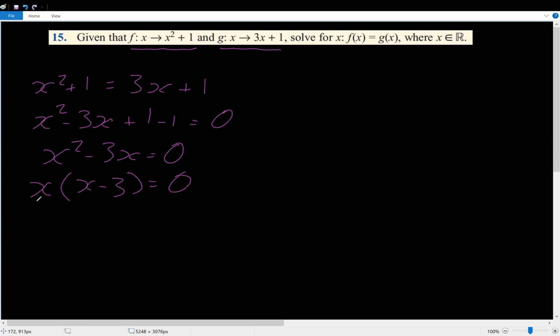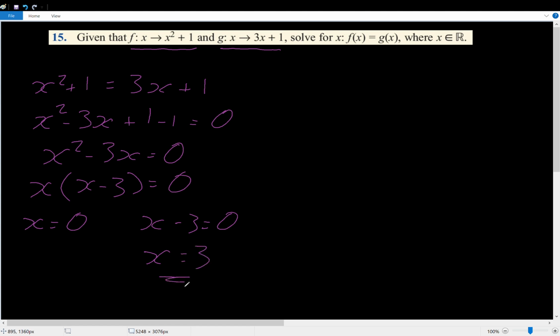And now what we have is two things being multiplied together equal to 0. We have x and we have x minus 3. And if these two things multiply together to give 0, then either one or both of them equals 0. So for our sakes, we're going to say that they both are. So we say x equals 0, and we say x minus 3 is equal to 0. And if we solve this linear equation over here, we get x equals 3.